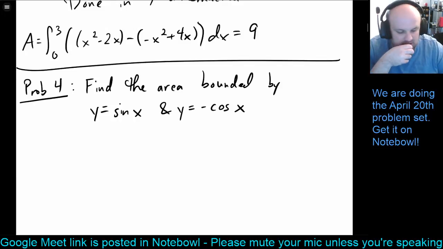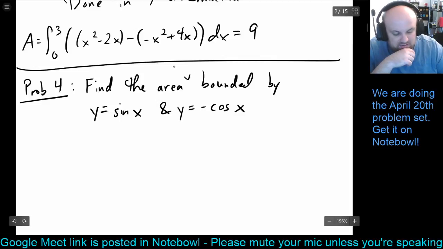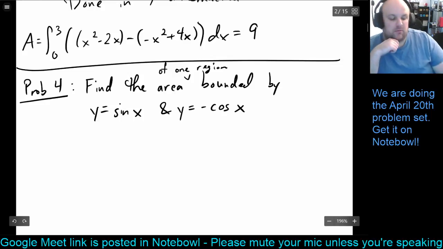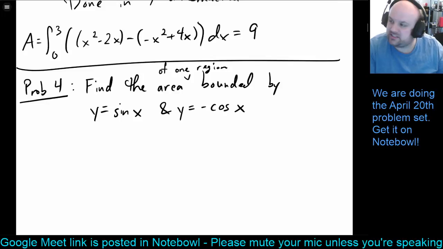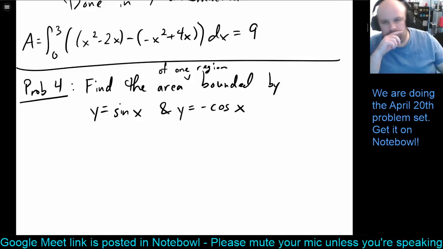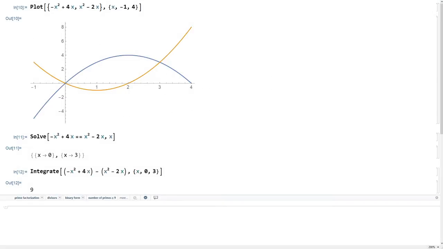Sorry, find the area. I left out some words: one region. We want one region bounded by these two functions here. So what do I mean by that? Let's pop over to Mathematica again.